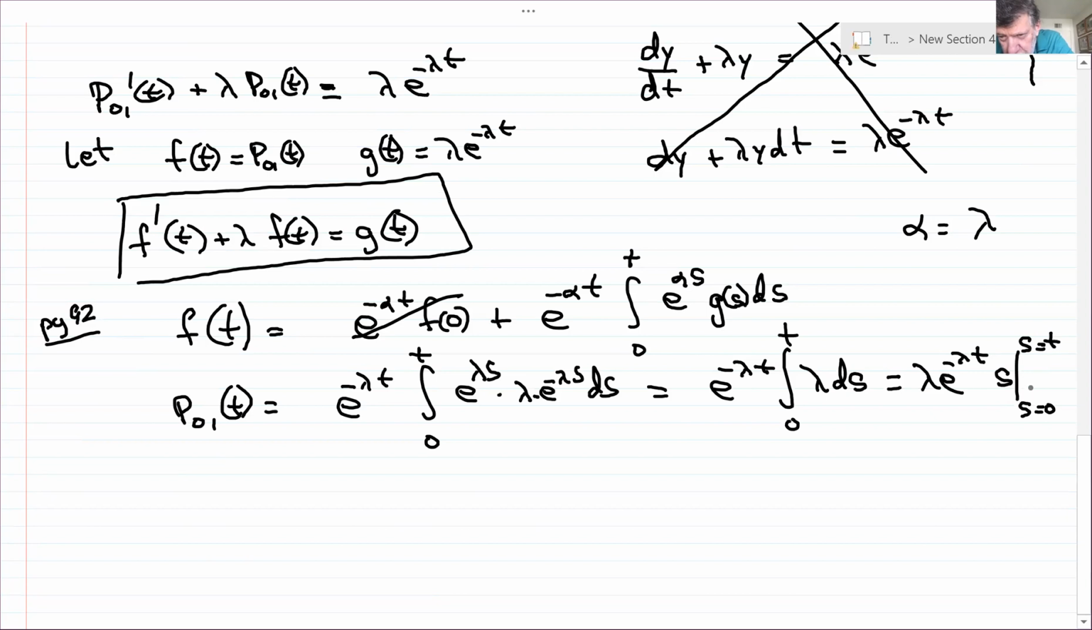When you put in 0, everything goes away. When you put in t, you get something. You might as well move the t over here. You actually get lambda t e to the minus lambda t. And what is that all equal to? P01 of t.